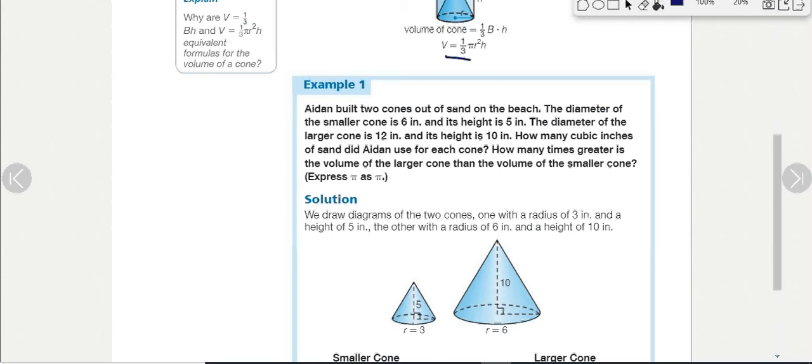So the tough thing is if they don't give you the picture, you might have to draw that yourself. That's what they do. Their strategy is draw the diagrams. Because in the problem that they actually give you, they just talk about Aiden's cones he's using at the beach, made out of sand. The diameter of the smaller cone means the base, right? The base, which is a circle because it's a cone, is 6 across.